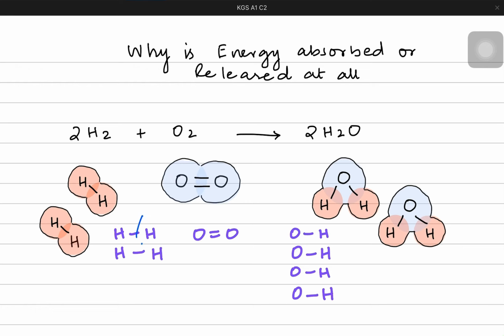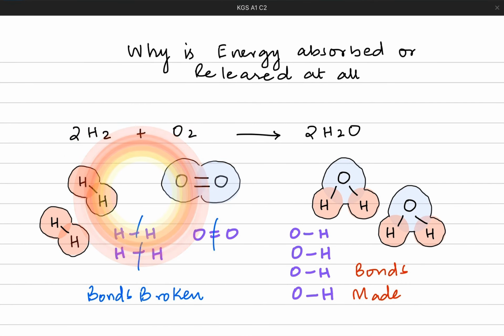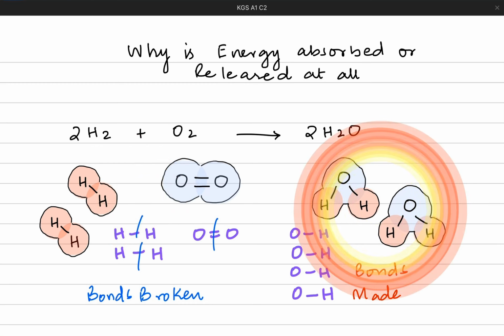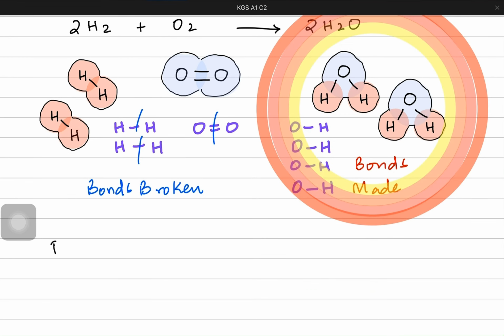The bonds between the hydrogen atoms in the H2 molecule and the oxygen bonds are being broken because these are reactant molecules, while the O-H single bonds are being made because they are a product. So bonds are broken on the reactant side and bonds are made on the product side. Bond breaking absorbs energy, and on the contrary, bond making releases energy. And that is the molecular basis of chemical energetics.